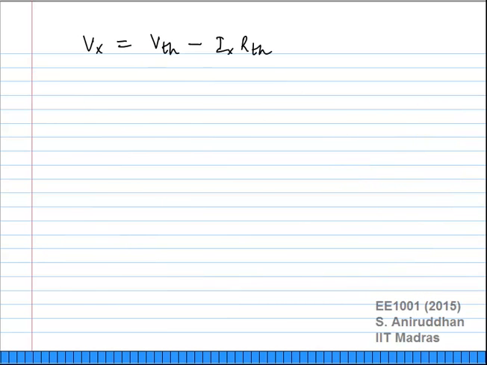So if you had to replace this Vx equal to VTH minus Ix RTH, if you had to represent this using a representative network for N, how would you do this? So I have my current source Ix. I want a voltage Vx equal to this across it. How would you do it? I want Vx to be this. What would you connect to this?